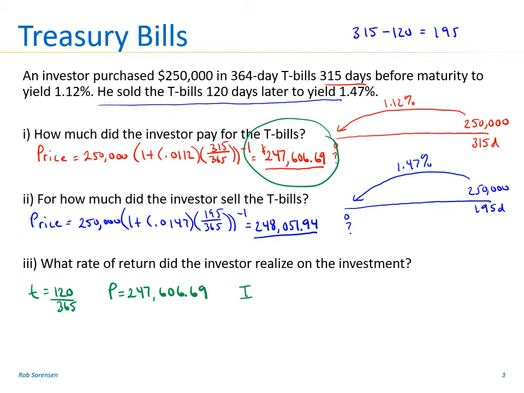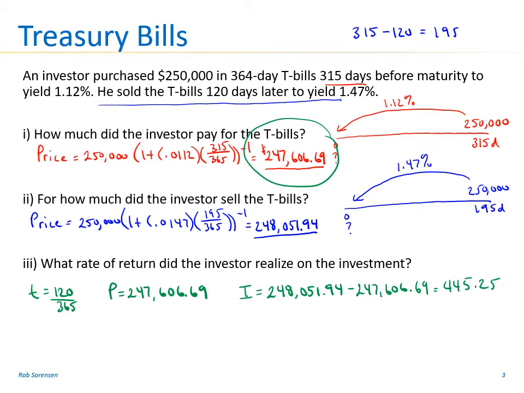How much did he earn in interest during the time he held it? Well, that's at 248 that he sold it for, minus what he originally paid, and 69 cents. And that works out to be $445.25. So essentially, the original person was involved with this treasury bill for 120 days. They bought it for $247,606, and they made $445.